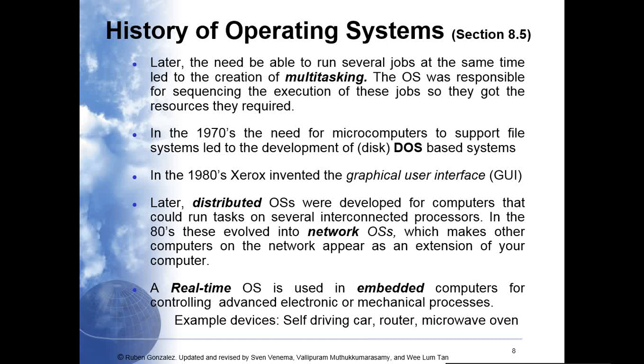Graphical user interface is nice and easy to use. You can double click on things, you can move stuff around. Typically it's less powerful than, say, the command line, because you can't necessarily implement everything at the graphical user interface level. You might have more powerful commands that you have to type in because you can put more variations on those commands. So later, distributed operating systems were developed for computers that could run tasks on several interconnected processors. So now we're not only doing work on our machine, but we're distributing the work to other machines somewhere else.